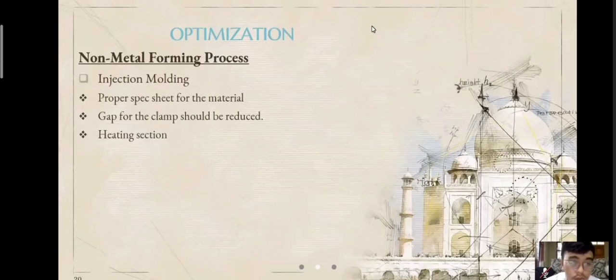And for injection molding, for the non-metal forming portion, injection molding needs a proper spec sheet for the material. The gap for the clamp should be reduced within the section. And that's all. Thank you.